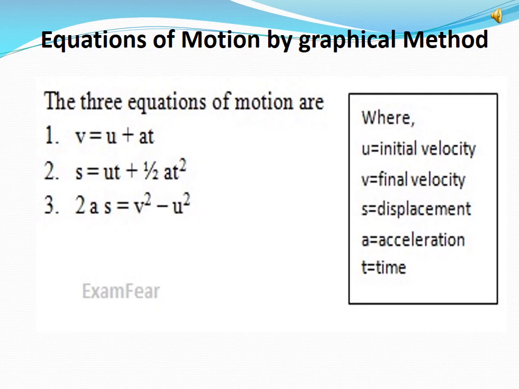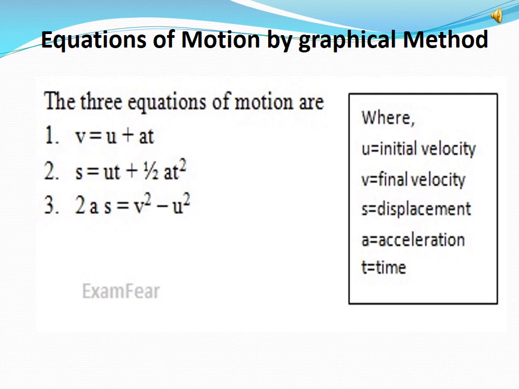What are they? The first equation is v = u + at. The second equation is s = ut + 1/2 at². The third equation is v² - u² = 2as, or 2as = v² - u². Let me introduce these terms.